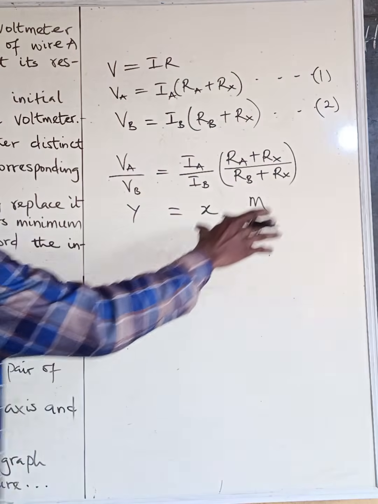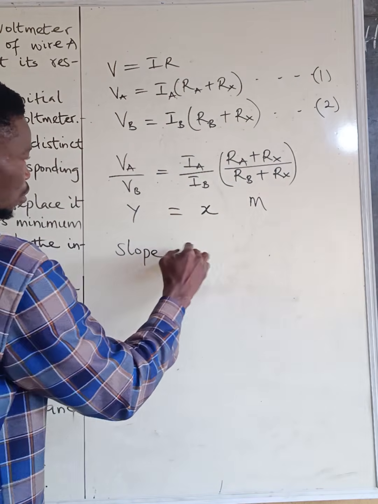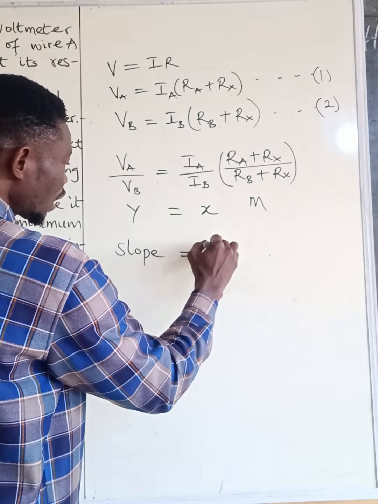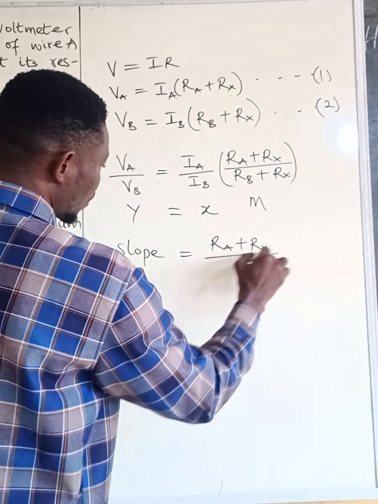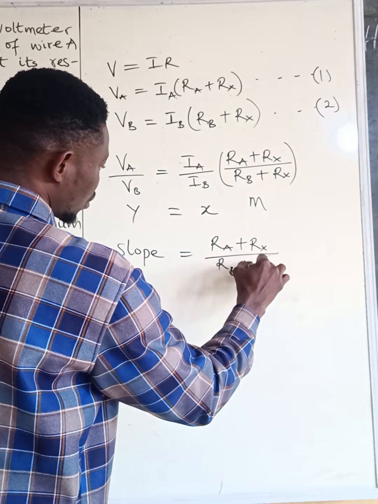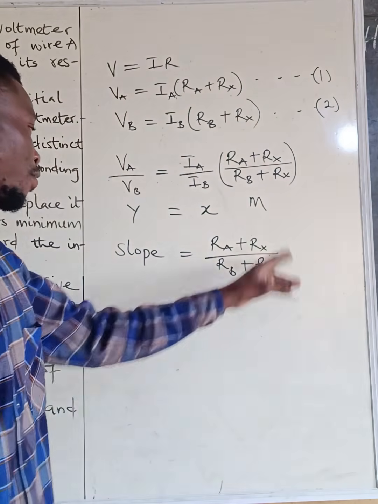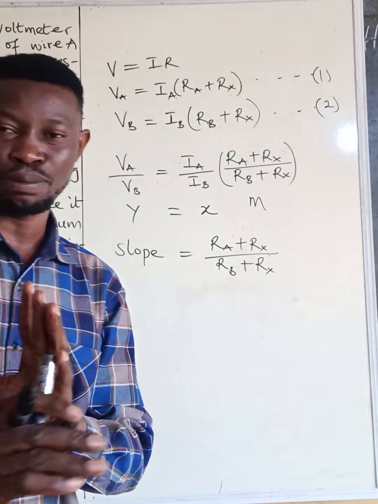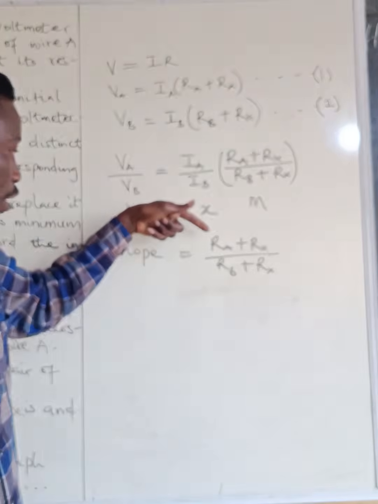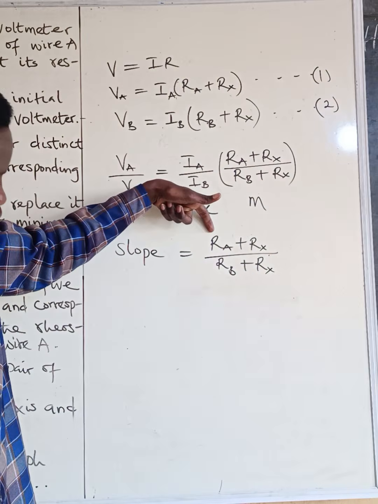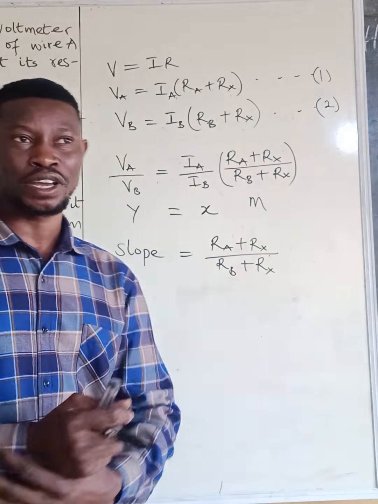So from the slope of this graph, you notice that the slope will be equal to RA plus RX all over RB plus Rx. Now, since the values of Rx are the same in both situations, then you can obtain the ratio of the resistance of wire A to the resistance of wire B from the slope of your graph.